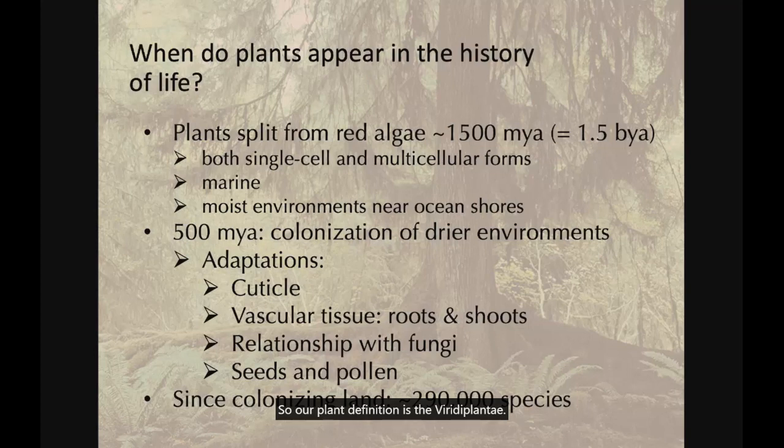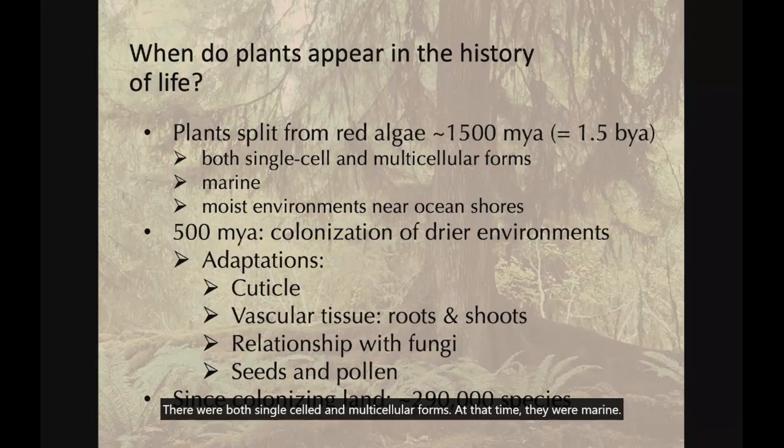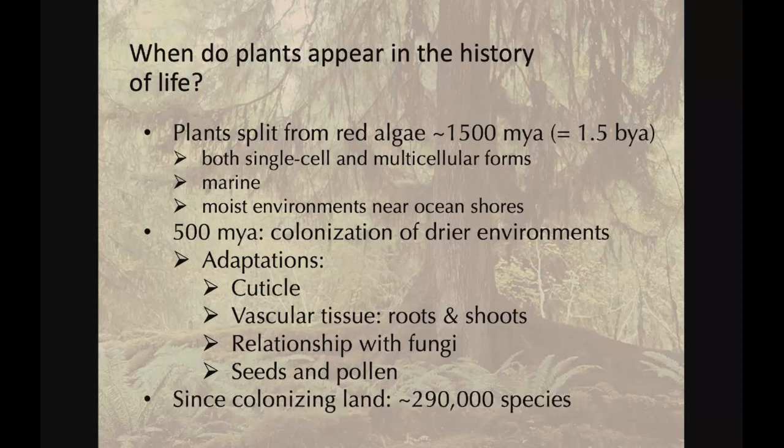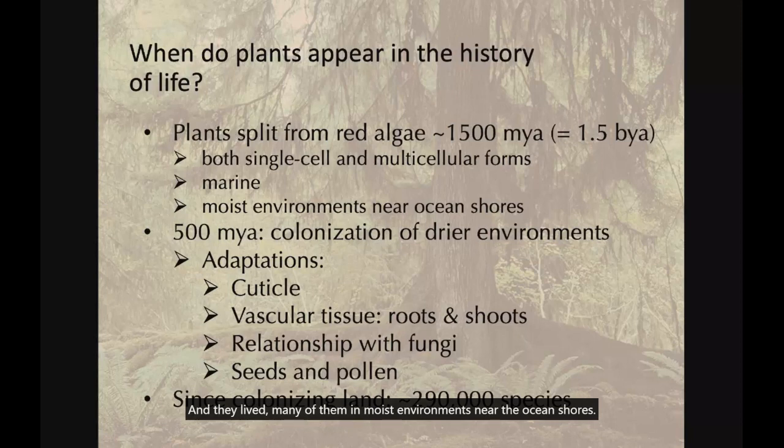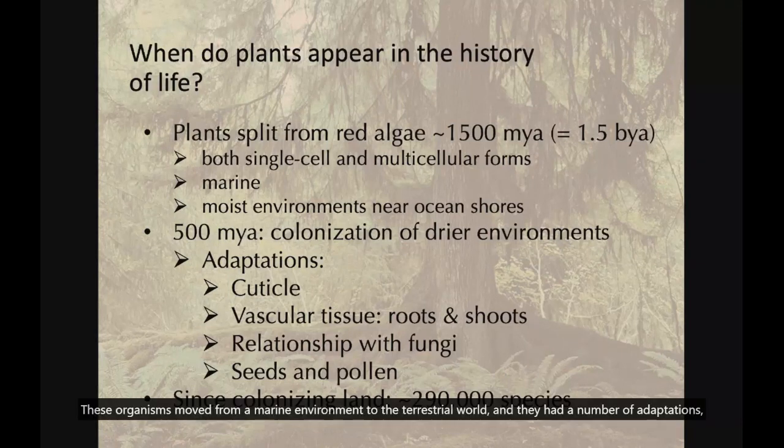So our plant definition is the Viridiplantae. They split from the green algae about 1,500 million years ago, 1.5 billion years ago. There were both single-celled and multicellular forms. At that time, they were marine, and many of them lived in moist environments near the ocean shores. And then, all of a sudden, 500 million years ago, there was the colonization of drier environments, that is, the terrestrial world. These organisms moved from a marine environment to the terrestrial world.